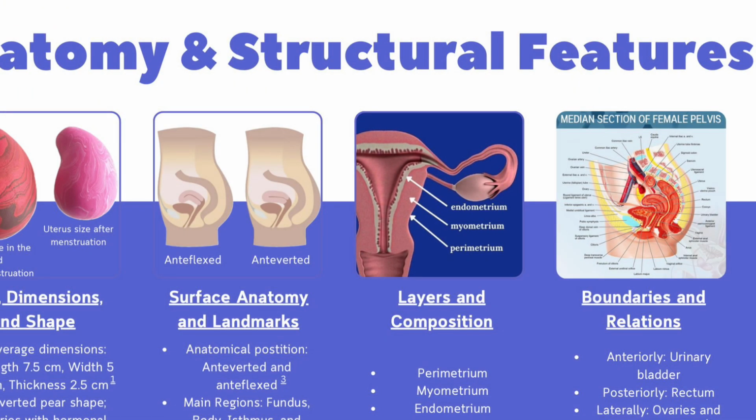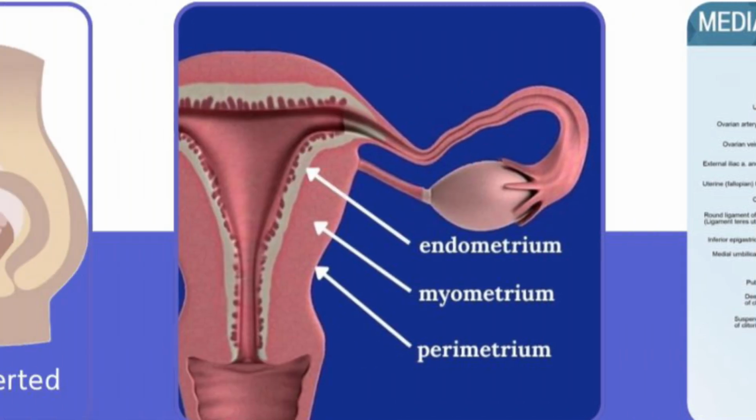The entire uterine structure, including the cervix, is composed of three distinct layers, each with its own unique characteristics and functions. The uterine wall consists of three layers. Perimetrium, the outer serous layer derived from peritoneum, providing a protective covering and reducing friction with adjacent organs.